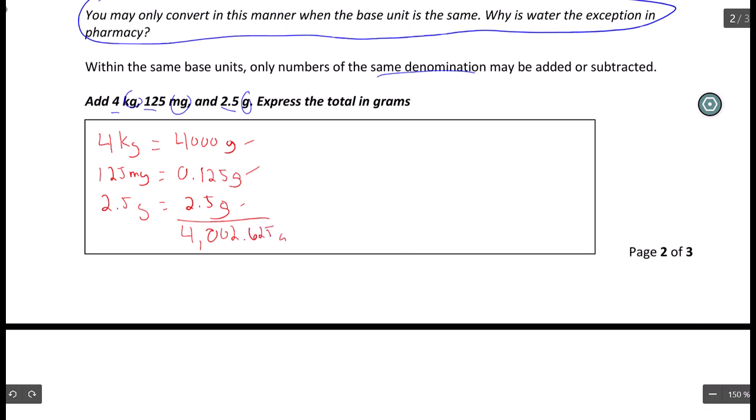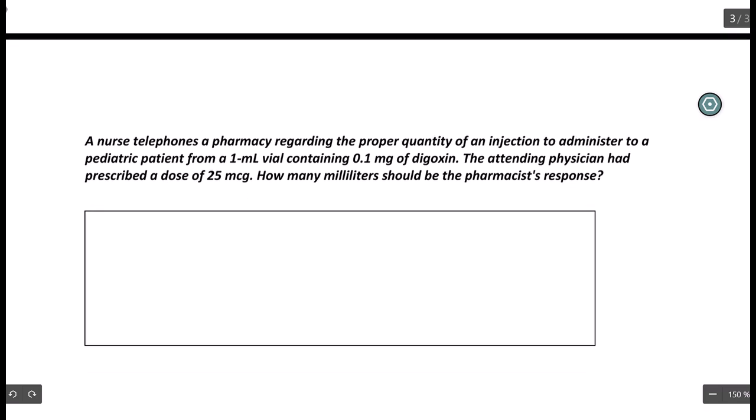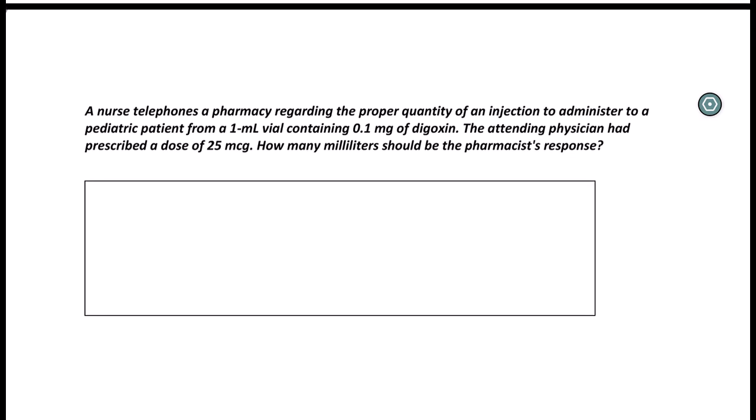So notice that the ability for us to switch between them is also important when we're going to be using them as an addition to subtraction or working with these numbers in units. Take a last example. We have a nurse who telephones a pharmacy regarding the proper quantity of an injection to administer to a pediatric patient from a 1 ml vial that contains 0.1 milligrams of digoxin. The attending physician has prescribed a dose of 25 micrograms. How many milliliters should the pharmacist respond to?